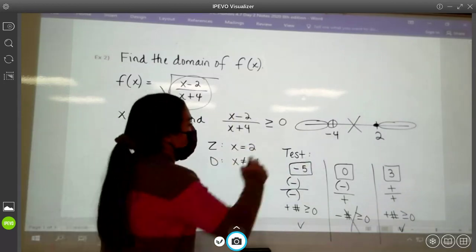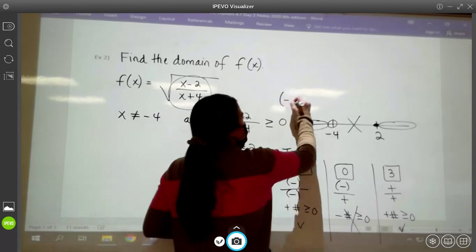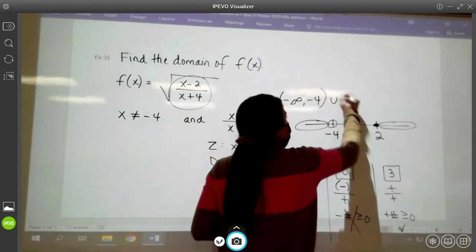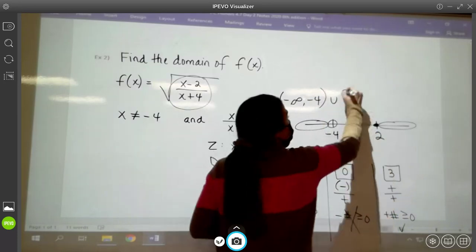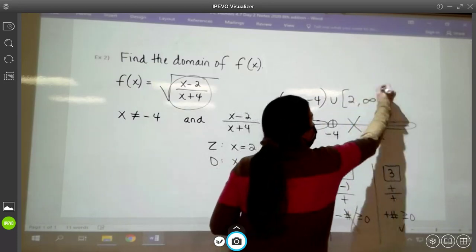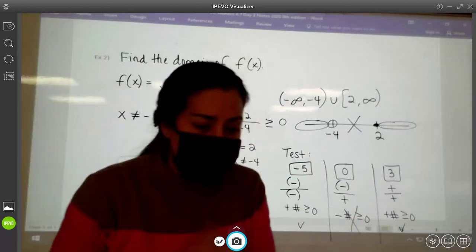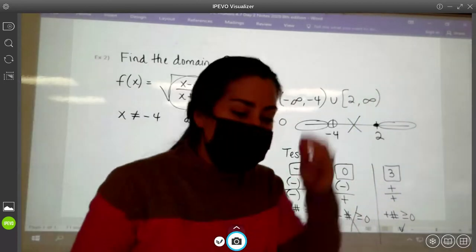So in some way, shape, or form, make sure we're showing that. So my good intervals are negative infinity to negative 4, not including negative 4, union, pick up at 2, but include 2, and then go off to infinity. Okay? All right, guys, how do we feel about that? Everybody feel okay? Good? All right, great job.